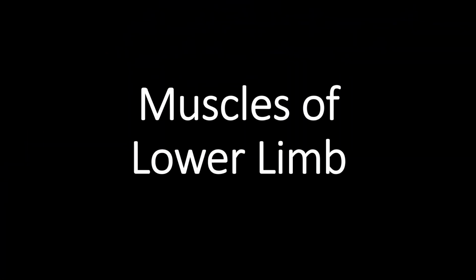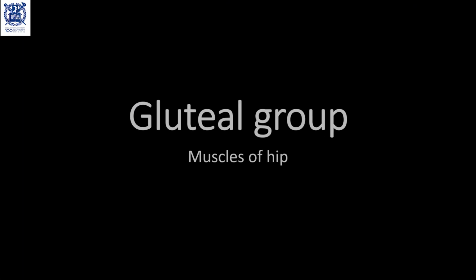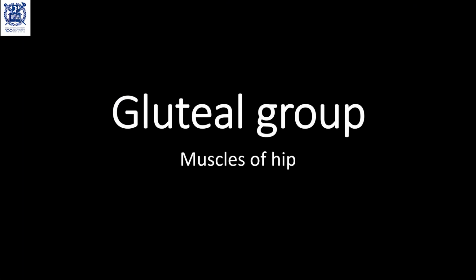Today we are talking about the muscles of the lower limb. Let's begin with the muscles of the hip. In human anatomy, the muscles of the hip joint are those muscles that cause movement in the hip.